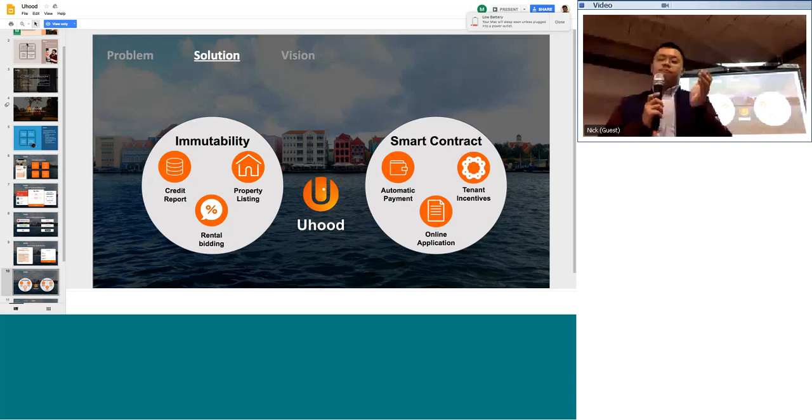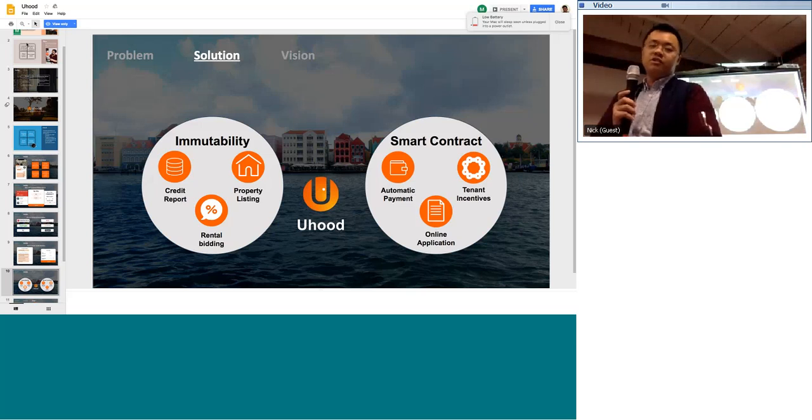That means when the landlord is verifying different tenants, they can understand why they should rent to a specific tenant. And also for property listing, once it's listed, it's always listed. Regarding smart contracts, I think that's very easy to understand. Basically, automatic payments come through the smart contract, and we can also create different kinds of incentives for the tenants to improve.